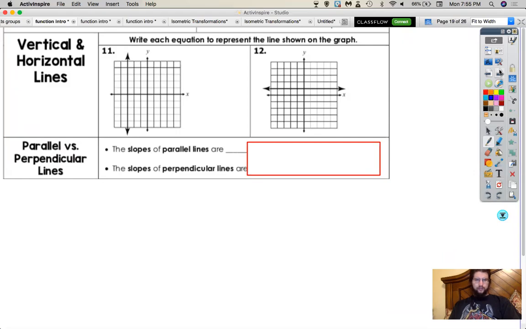Write the equation to represent the line shown in the graph. So we got this line right here. It's a vertical line. So what's always the same? Well, my x value is always the same. It's always negative 3. So x equals negative 3. Well, look at this one. My y value is always the same. It's always 1. So y equals 1 is that equation.